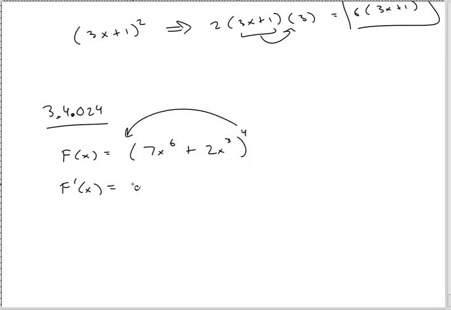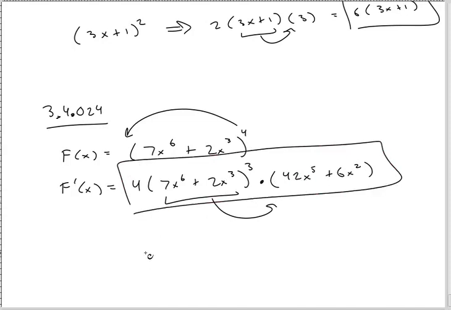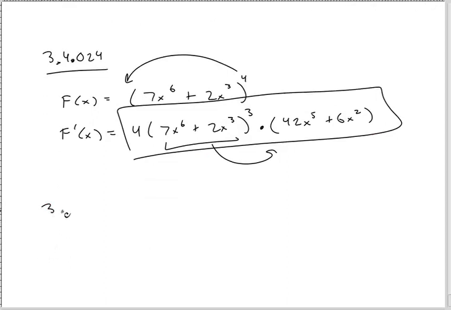The 4 comes down to the front. You leave the inside alone. Now that's the 3 power. But then, oh, I have a complicated inside. So now I've got to take the derivative of the inside, chain rule. 7 times 6 is 42, x to the 5th now. And then 3 times 2 is going to be a 6, x squared now. And that is your answer. Do not simplify. You would be sitting there forever trying to simplify. Do not simplify.